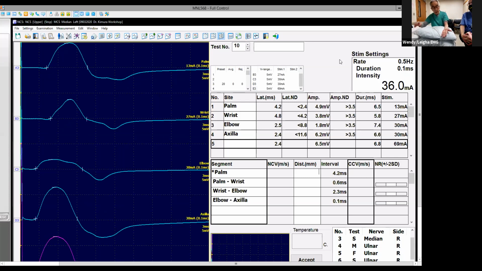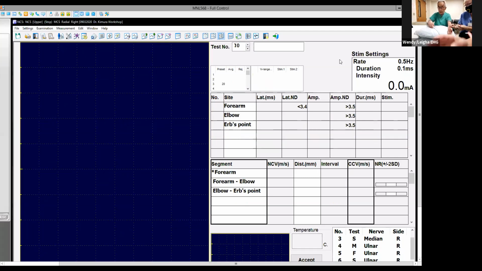So that's a thing, and then let me see. Oh, I should then go to the radial nerve. Now I'm going to show you the radial nerve. Can you put it on the radial nerve? Motor, right? Motor, yeah. And I think maybe I can get some jelly here. Oh, here. More than this.